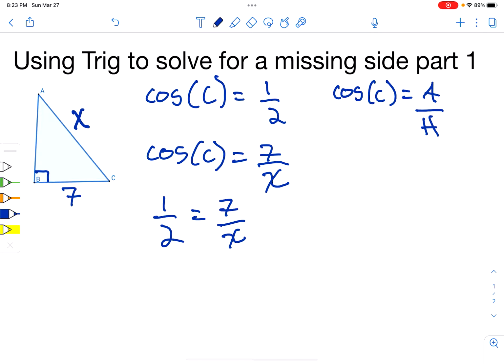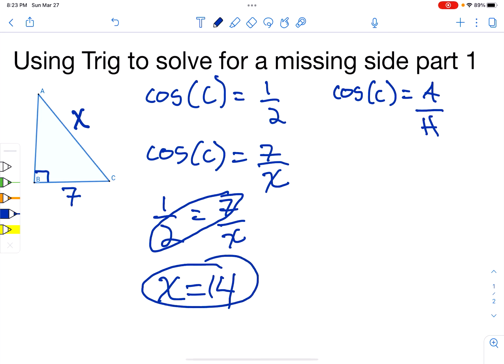And now we just have a proportion to solve. There are multiple ways to solve it. Most of you will probably just do cross multiplication: cross multiply and divide. So 7 times 2 divided by 1 gives you x equals 14. There are other ways to do that, of course, too. So there we go. This is how you can use trig to solve for a missing side.